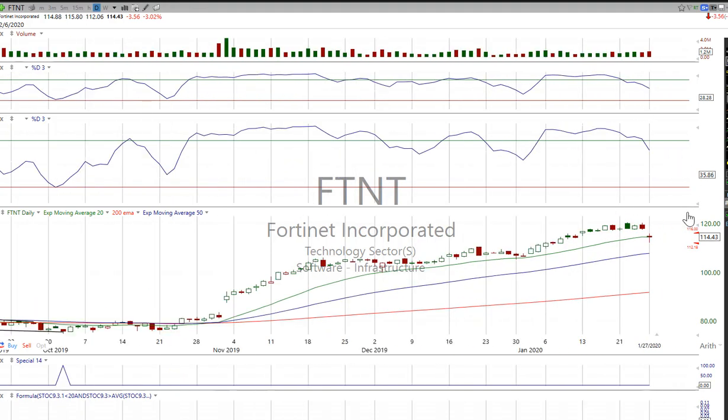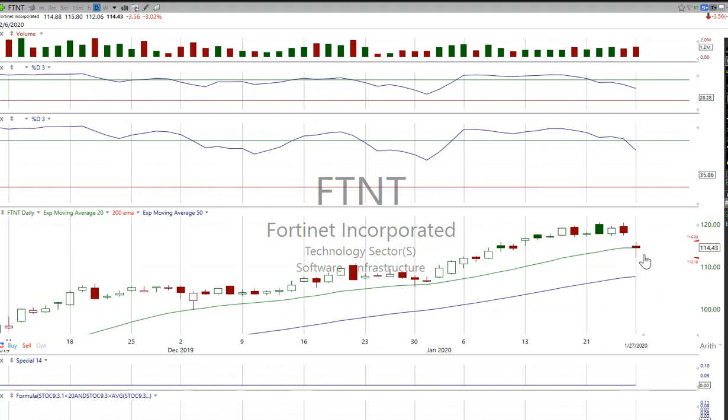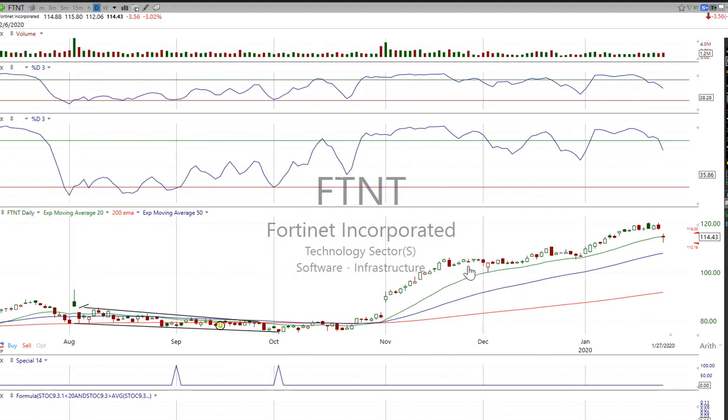Right now it's a little early in the game, even though we have a pretty decent reversal candle. For me, I need some history behind it. I need that wedge pattern set up in a divergence right here.